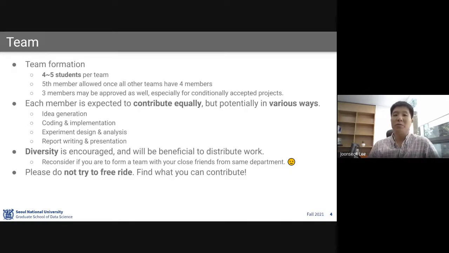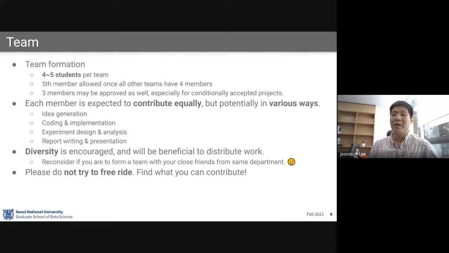And sometimes you might ask if 3 members are okay, especially for conditionally accepted papers. I might allow it too. But that's just an exception. Basically, each team will be 4 students or 5. And each member is expected to contribute equally. I think I already mentioned that in the first lecture.